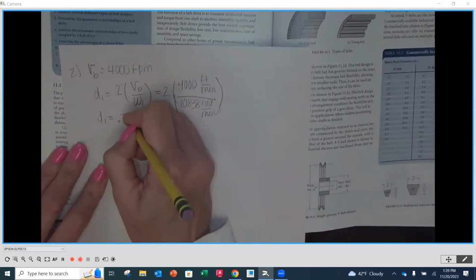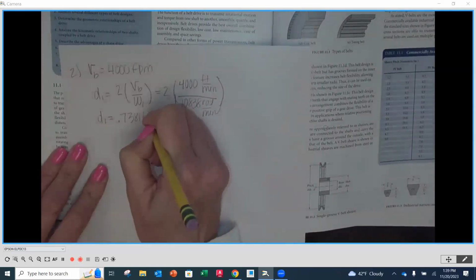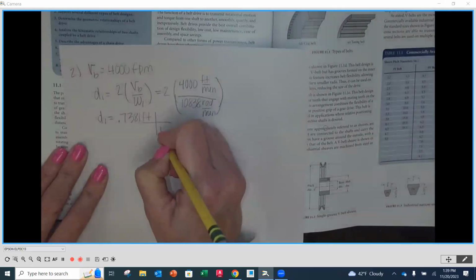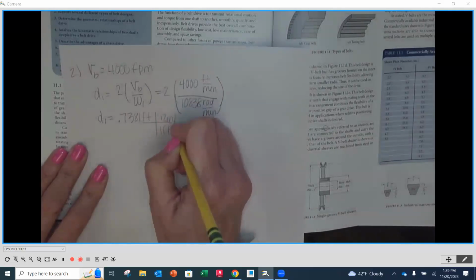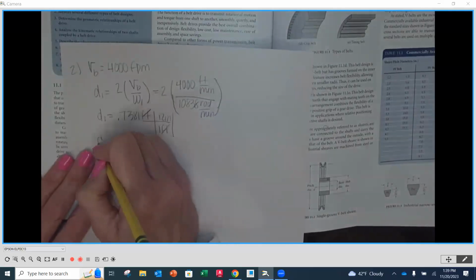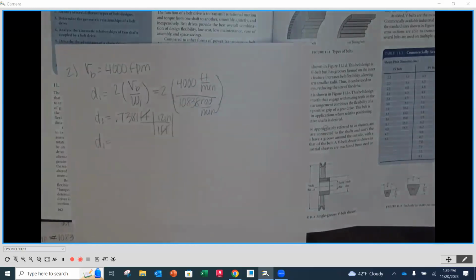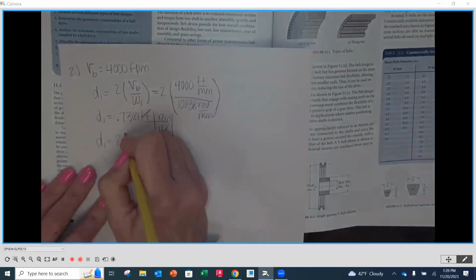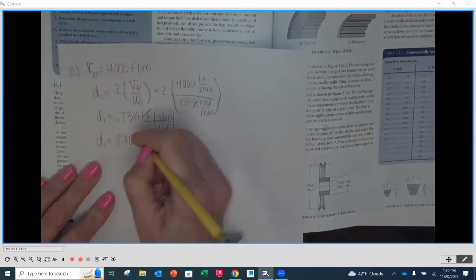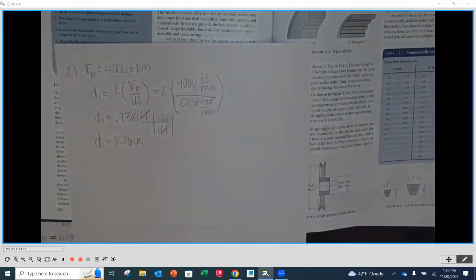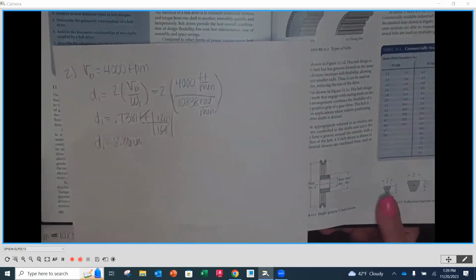So we come out to 0.7381 feet. But then we say 1 foot is equal to 12 inches. We convert this to 8.86 inches, right? For your D1. So this got smaller. We were at 9.96 last time. Now we're at 8.86. So we're going to be about an inch smaller.